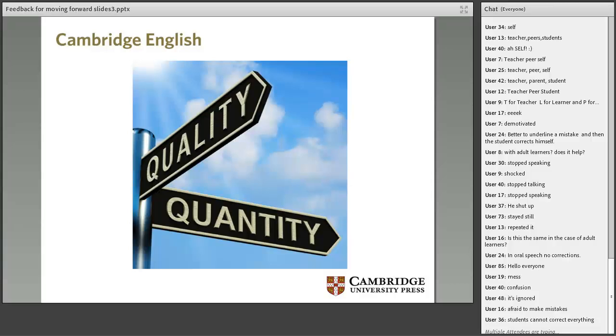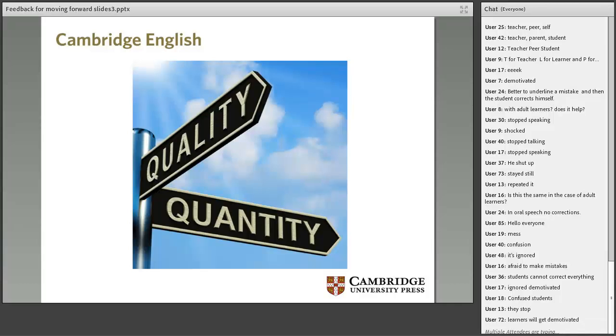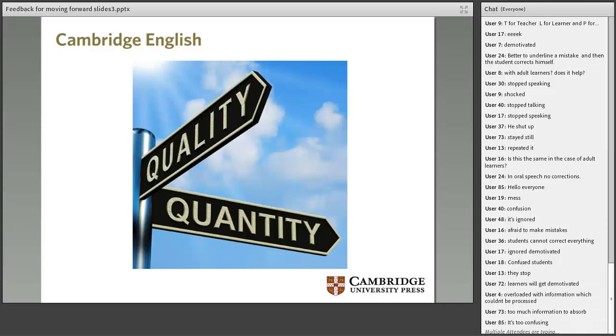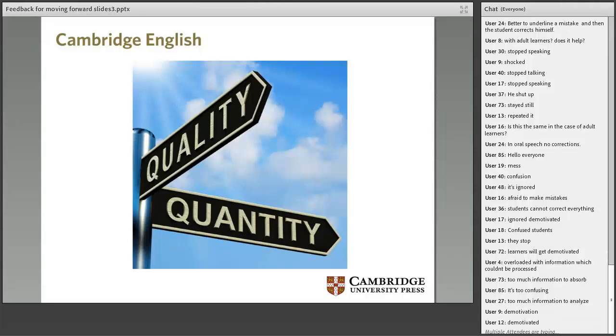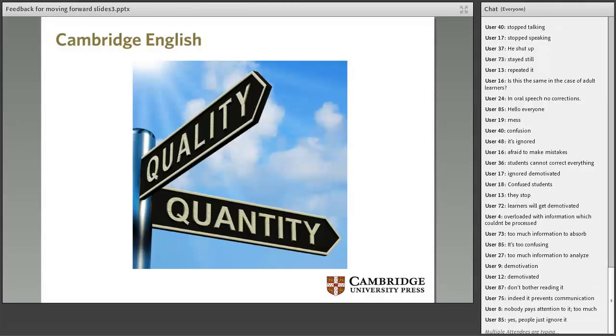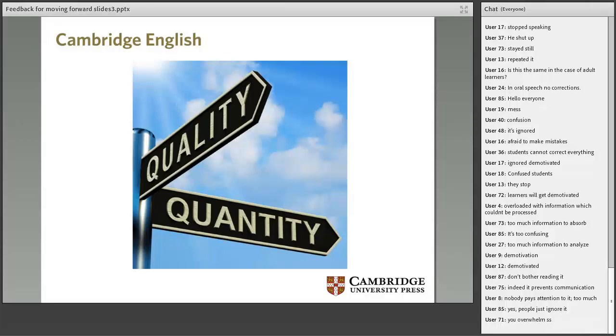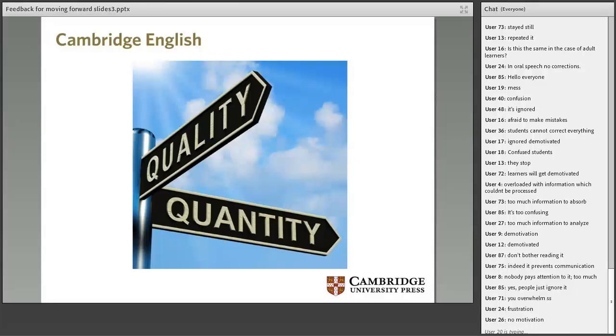Okay, a mess, confusion. It's ignored. Emma, that's what I'd say. Yeah, and afraid to make mistakes. Demotivation. Overloaded. Yeah, exactly. Joanne says they don't bother reading it. Okay, yeah. So when we give too much, then people can't process it. So it's much better to give a smaller amount of feedback, but really good quality feedback.